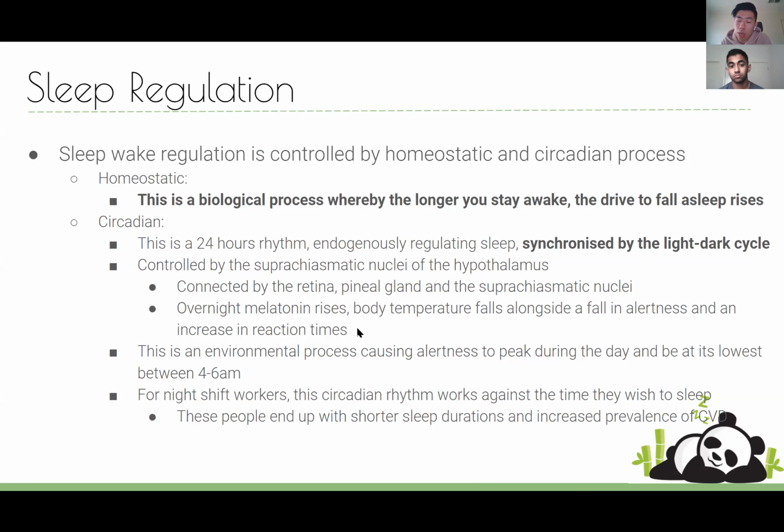Overnight, your melatonin rises and your body temperature falls, and this coincides with a fall in alertness and an increase in reaction times. This is basically the surroundings of your body telling you to become sleepier. It makes alertness lowest at 4 to 6 a.m. This is a problem for night shift workers, as it fights their normal circadian rhythm to sleep.